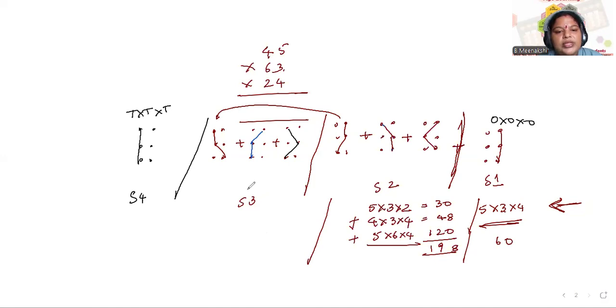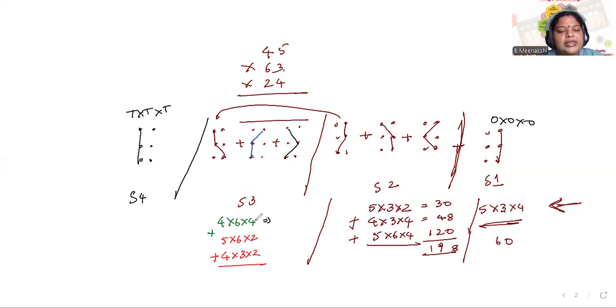Next, we will go for step 3. Step 3 is 4 into 6 into 4 plus 5 into 6 into 2. I'm doing this, that is 1 into 10 into 10. Next is 4 into 3 into 2. Okay. So now let us see the result of step 3.